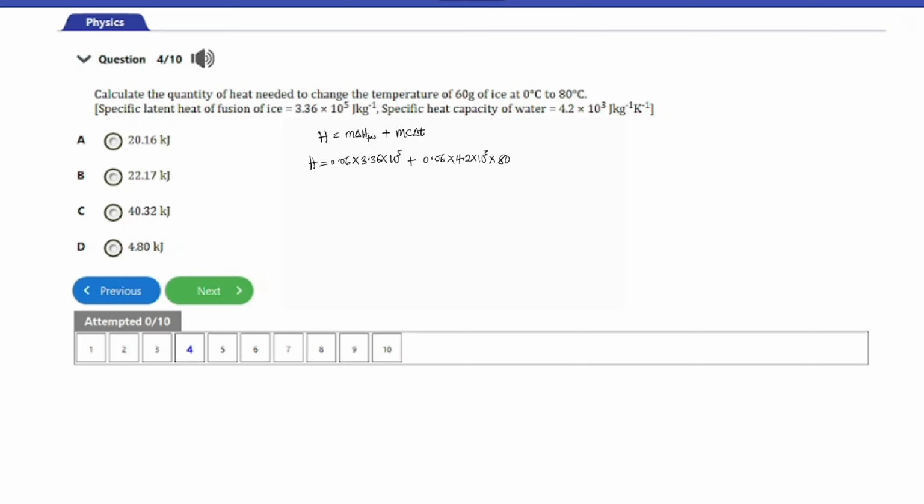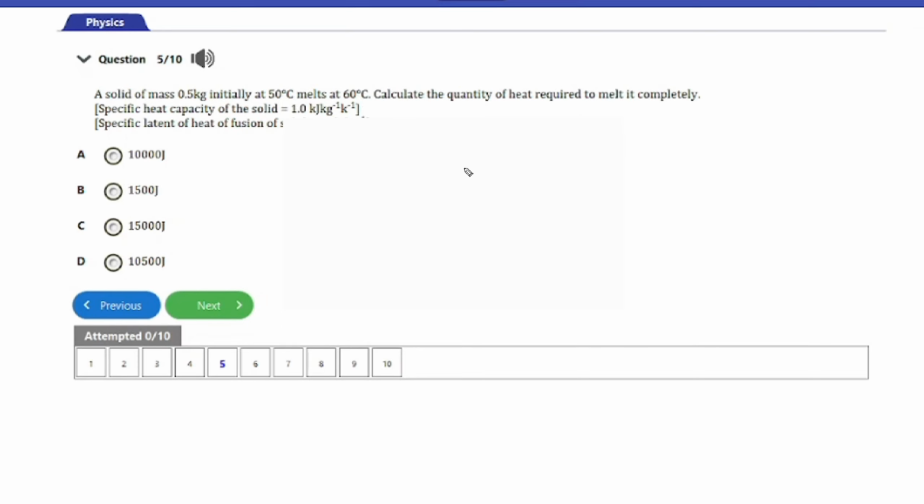So guys, when we multiply this and then add these products together, we are going to have 40.32 kilojoules. And that's it for this question. Option C is the answer to this question. So let's go ahead and consider the next question, guys. So that's question number 5 here.